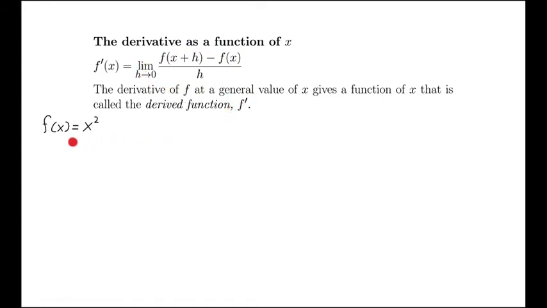Let's take the example f of x equals x squared, and let's apply this limit to it to figure out this new function f prime of x. To do that, we need to know what f of x plus h is. To find f of x plus h, we put in x plus h for x, and we get x plus h squared. The other piece we need here is just f of x, but f of x is x squared. We combine those together to find f prime of x.